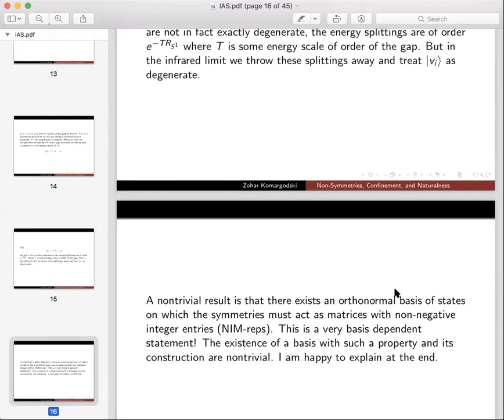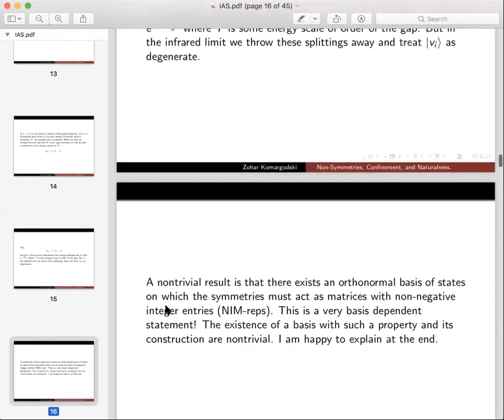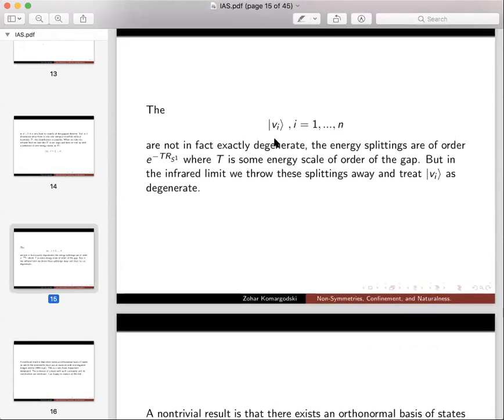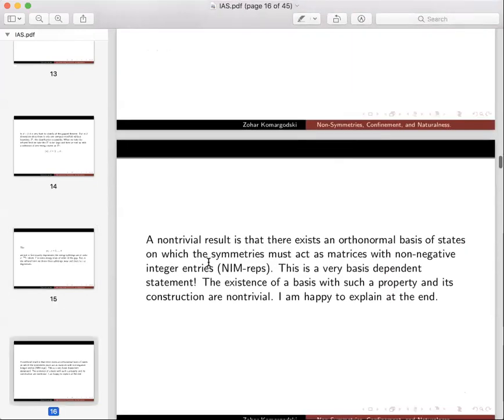So here comes the first non-trivial claim. This is a difficult claim that I'm happy to explain now or later. It doesn't matter. But the most important claim is essentially the generalization of the notion of representation. So these states in the infrared are constrained, obviously, by this algebra of non-symmetries. But since there is no notion of representation, being that some of these operators are non-invertible, you have to come up with something else. And the generalization is called NIMREP.